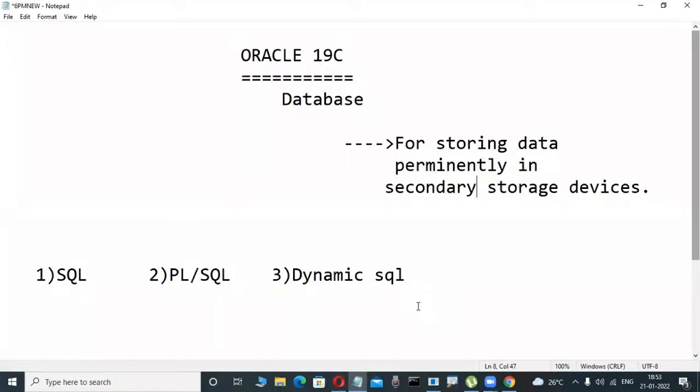ETL developers always need subqueries, joins, materialized views, indexes, partitions, some concepts. OLAP features like rank, dense rank, this type of analytical functions, lag and lead analytical functions, some knowledge is required. And PL/SQL stored procedures.